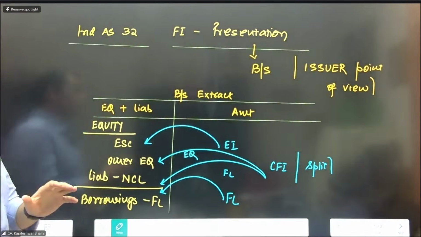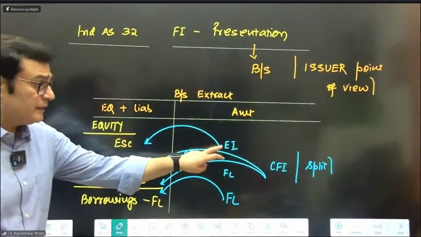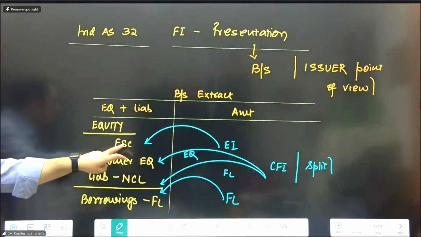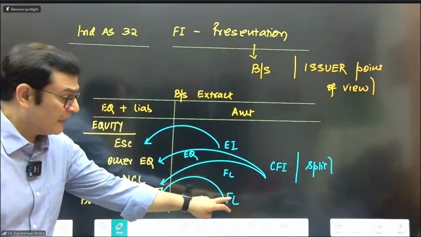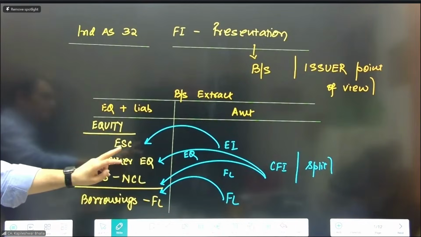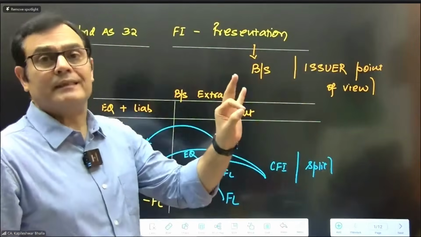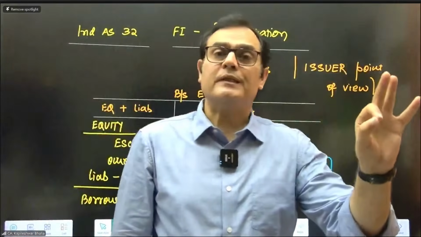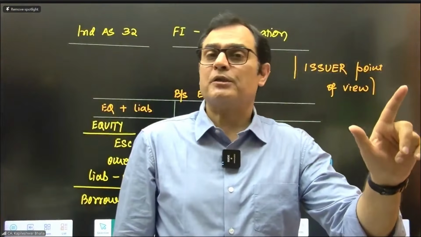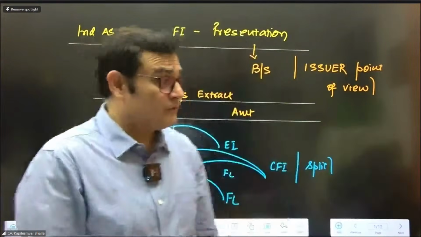So I think this is one thing which you should easily recollect. If it is an equity instrument, it is presented under equity share capital. If it is a financial liability, it is presented under the borrowings, non-current liability. And if it is a compound financial instrument, we split the two parts, the equity and the financial liability. The financial liability is the borrowings, but the equity appears as a part of the other equity.